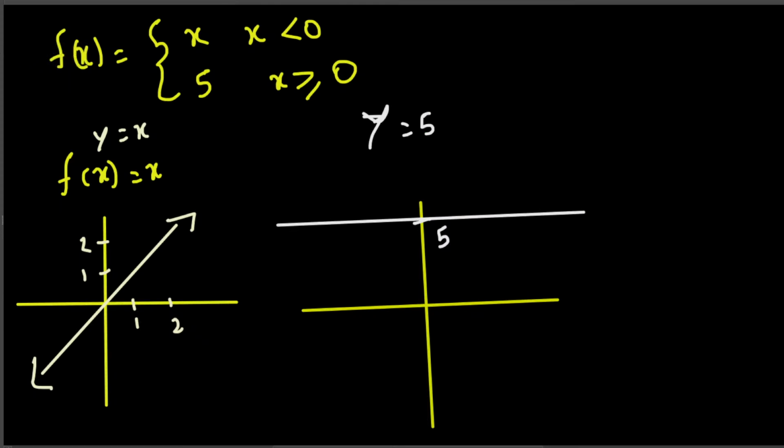Okay, so this is the graph for this one, and this is the graph for this one. But when we have a piecewise function, there's a condition. You can see that this one says the x function when x is less than 0. So we have to remove the graph for greater than 0, or equal to 0, because we don't have anything there. So to do this one, I use eraser.